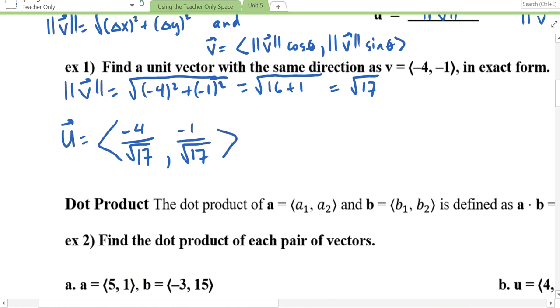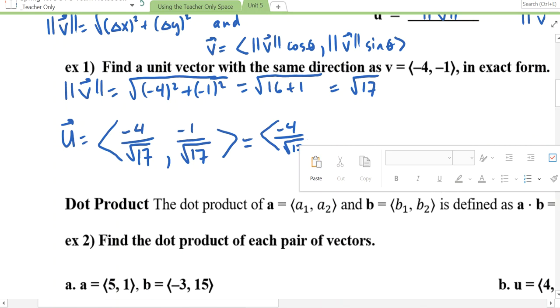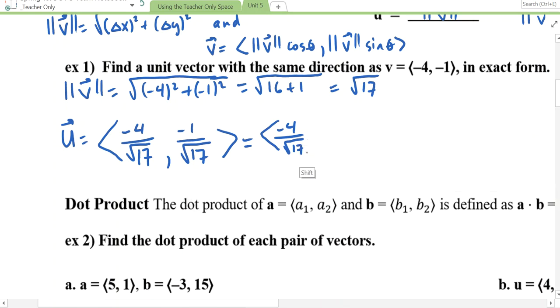But you've left radicals in the denominator. Remember, we're not supposed to do that. So what we end up doing is we have to rationalize it. We have to get rid of the square root by multiplying by the square root both top and bottom. Remember that? We're multiplying by 1 in one of its many costumes. And then when you multiply the square root of 17 times the square root of 17, you get 17. So this is equal to negative 4 square root of 17 over 17.